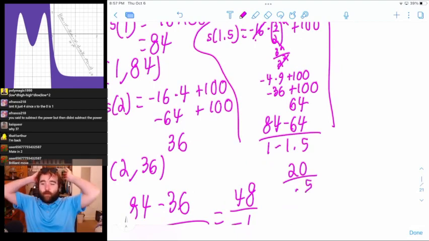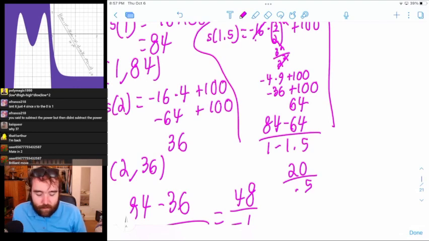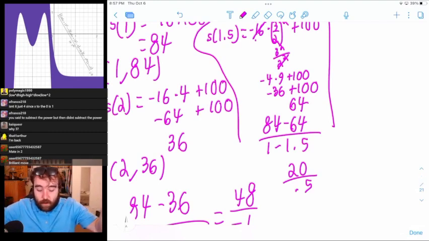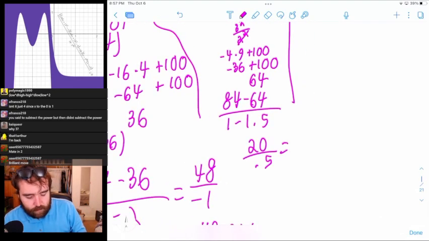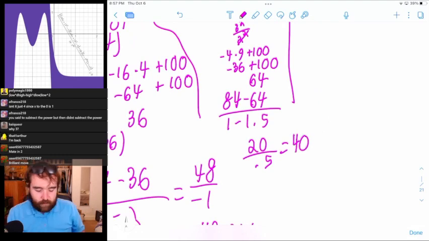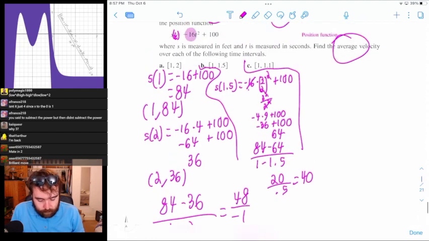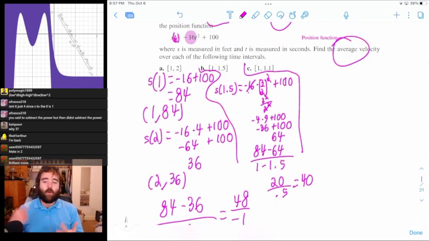And so 20 divided by 0.5, this actually reminds me of a math problem I saw people doing yesterday, where they were doing long division to do, I think it was like 4 divided by 0.5. And I was like, oh, that's so painful. First off, I don't believe in long division as a concept anyway. Second off, if you're dividing by 0.5, dividing by a half is multiplying by 2. So we don't need to do anything. We just need to do 20 times 2 and get 40. And there we go. There's our average velocity from 1 to 1.5.